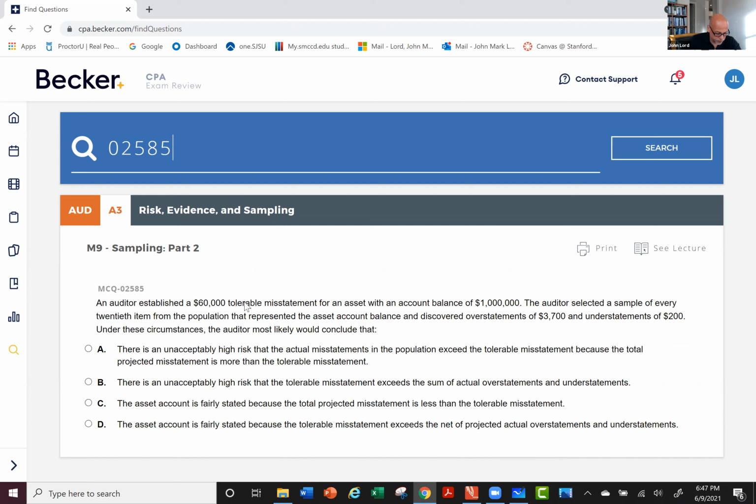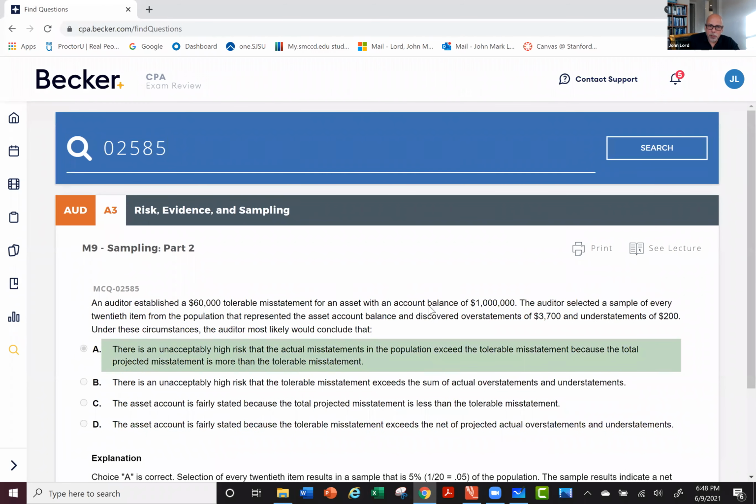So I look, and A says there's an unacceptably high risk that the actual misstatements exceed the tolerable misstatement. Yes, my projected error is 70,000 and my tolerable error was 60,000. So yeah, I'm not happy. There's an unacceptably high risk that actual misstatement exceeds the tolerable misstatement. Question?